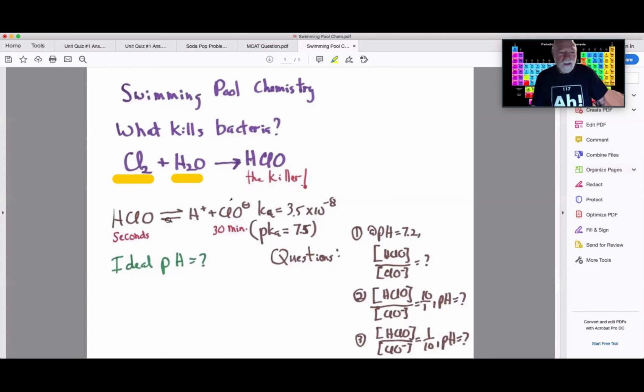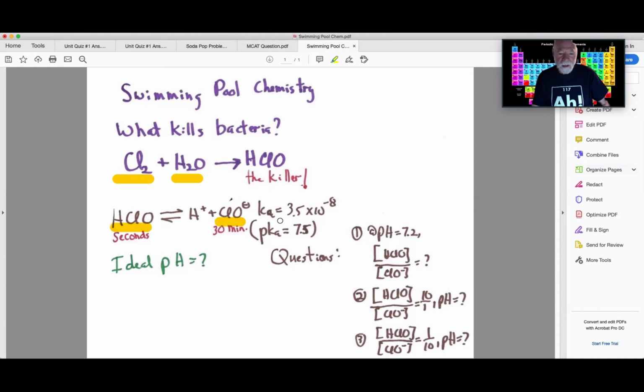Now, this HClO is a weak acid, which means it's in equilibrium with hydrogen ions and its conjugate base. This is really the active form. It's HClO that really kills the bacteria. Its conjugate base is not very effective. It takes about 30 minutes to kill bacteria. So you mainly want to have this form, HClO, if you want to kill bacteria.